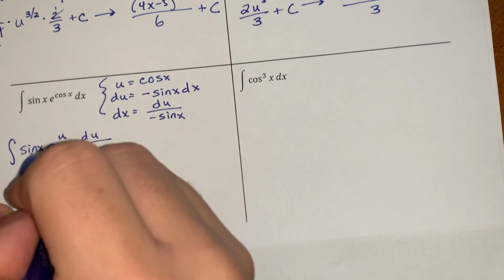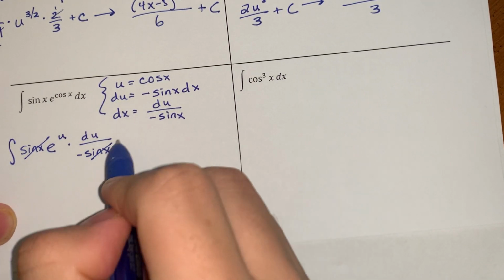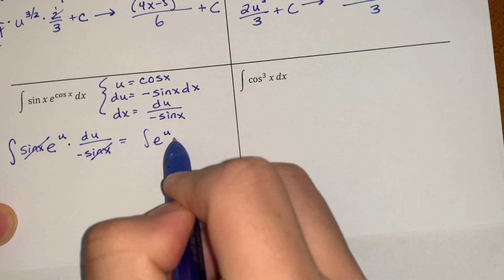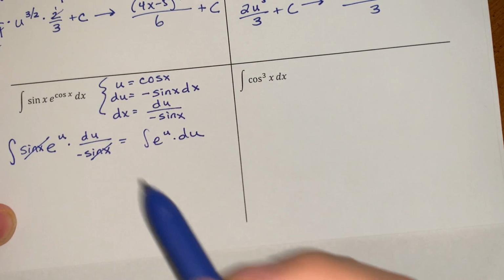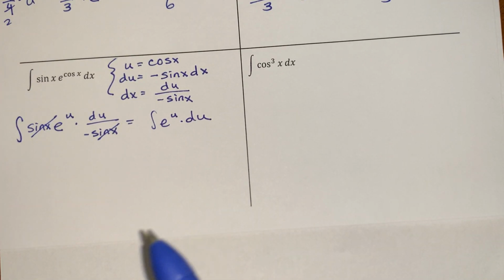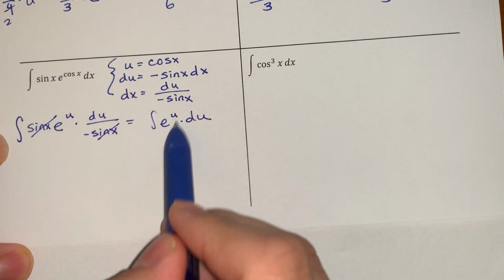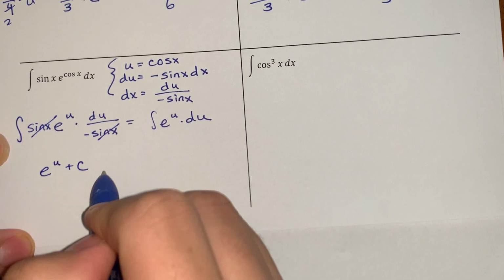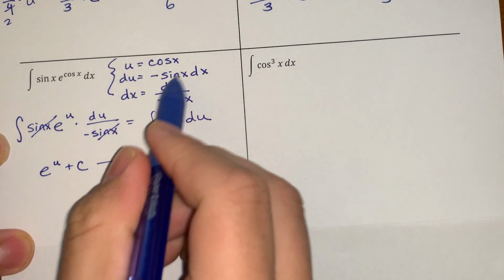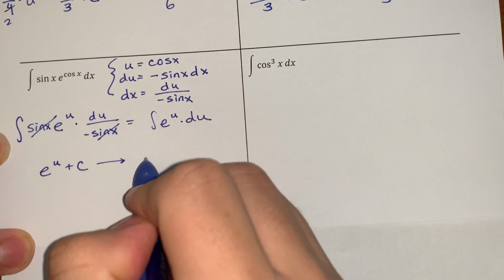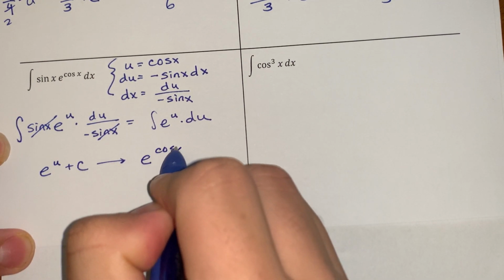And good thing, the sine of x cancels, and now all I have to worry about is the integral of e to the u times du, right? And the integral of e to the u, hopefully you remember from those basic integral rules from the past, is just e to the u plus c, right? And we're going to go ahead and do our substitutions. And u was cosine, so it's going to be e to the cosine of x.